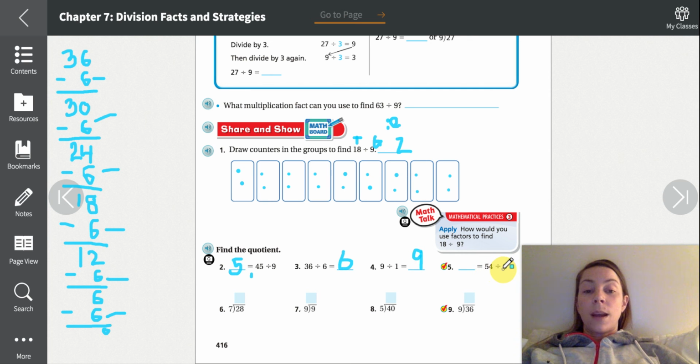54 divided by 9. You could do the strategy of dividing by 3 2 times. You could do repeated subtraction. You could do circle groups like this. Whatever your strategy was, you should have gotten the answer of 6.